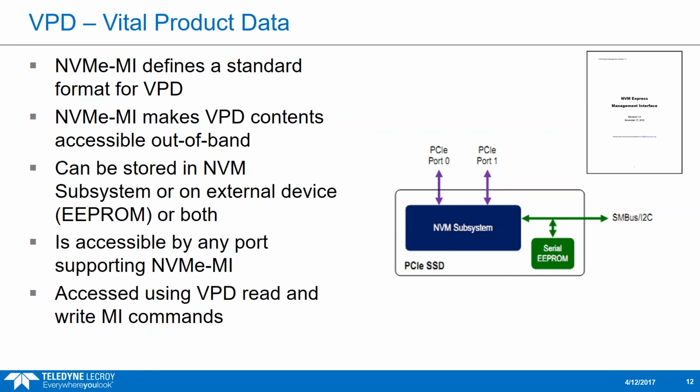So what about the vital product data? NVMe Management Interface also defines a standard for the vital product data, and it makes this content available out of band from the PCI Express and the NVMe link. It can be stored inside the NVM subsystem, and you could access it by NVMe commands, or you could have it on an EEPROM external to the actual NVMe device and connected to the SMBus. You could also have it as both, so it's not unusual to see devices that support NVMe MI over PCI Express vendor-defined messages or over the SMBus connection.